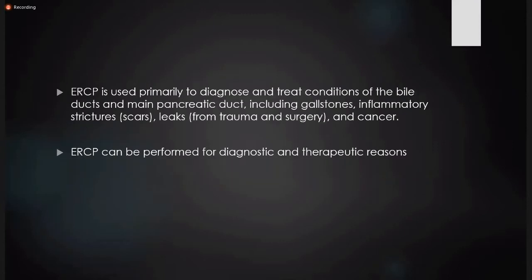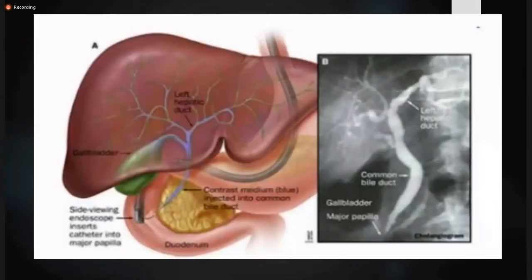through the X-rays. ERCP is used primarily to diagnose and treat conditions of the bile ducts and the main pancreatic duct, such as gallstones, strictures, leaks, and cancer. It is done for diagnostic and therapeutic reasons. This is how ERCP looks.